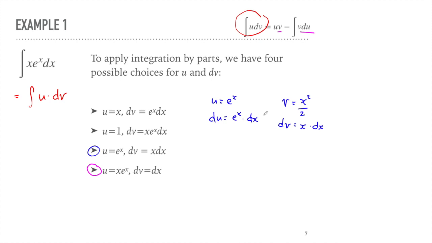Now, ang hope natin, no, na pag ginawa natin to, yung resulting integral, which is integral ng v du, mas madali siyang i-integrate. So, let's see if that is true. So, ito daw, left side, integral u dv equals sa u times v. So, u times v. Meron tayong e to the x times x squared over 2 minus integral ng v, so, x squared over 2 times du, e to the x dx.